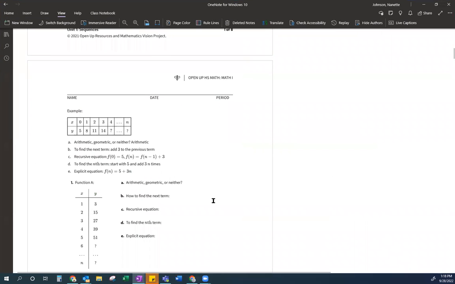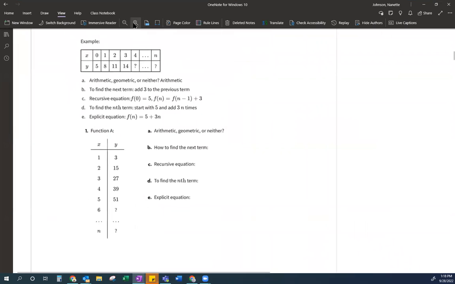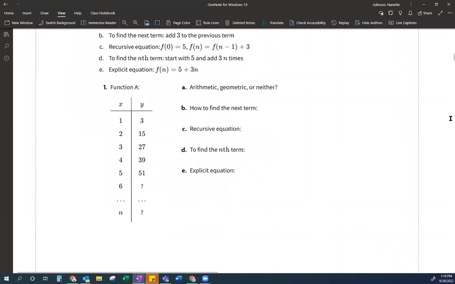I'm just going to take my notes on here already. Let me make this bigger. Very good. Okay, so with that being said, what do you guys see here?